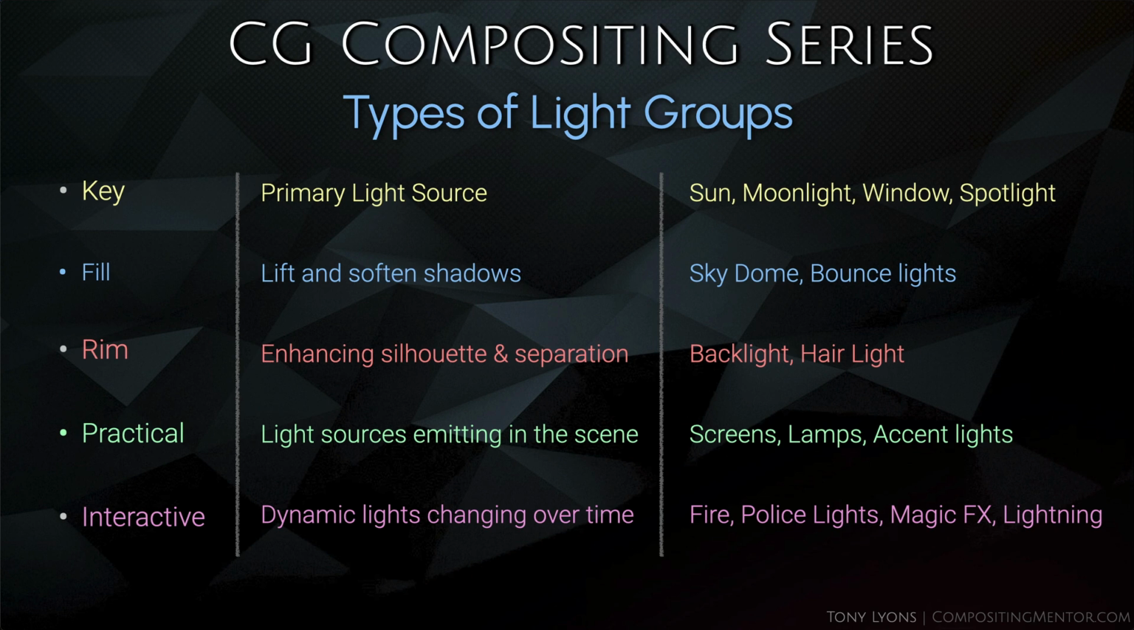Rim light is specifically designed to enhance silhouettes. If you're filming a dark thing against a dark background, you might not see where the edge of that thing is. The rim light is used to catch highlights on the back of an object and make it a silhouette there. So any type of backlighting or hair light, light that's specifically designed to light up those edges and separate the foreground and background, would be an example of a rim light.